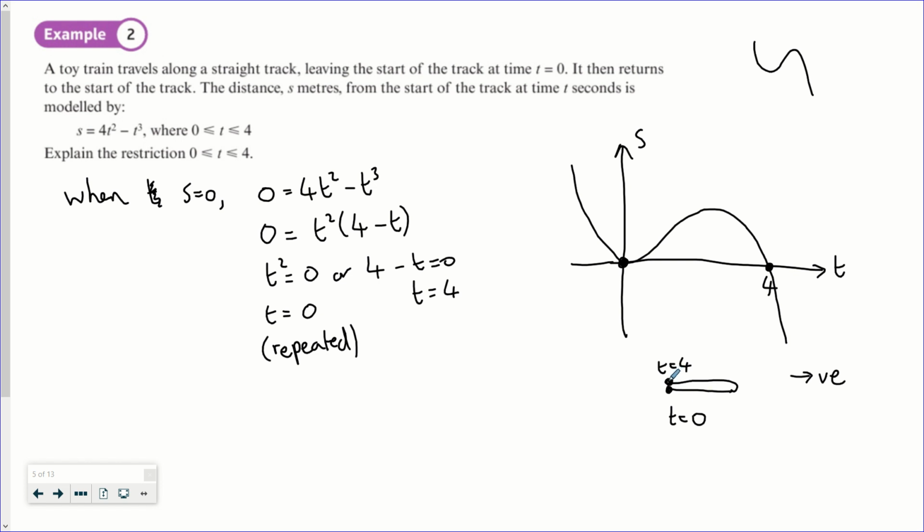And then if we were to carry on, beyond t equals 4, the displacement becomes negative, so the train would move backwards. Well, this isn't possible because we know that when t equals 0 and when t equals 4, the train's at the start of the track. So the train can't possibly move beyond the start of the track in the negative direction. So that's why we've got this restriction. t has to be between 0 and 4.